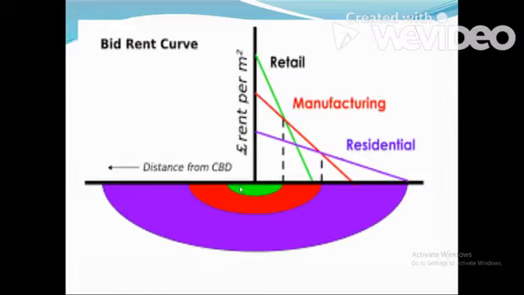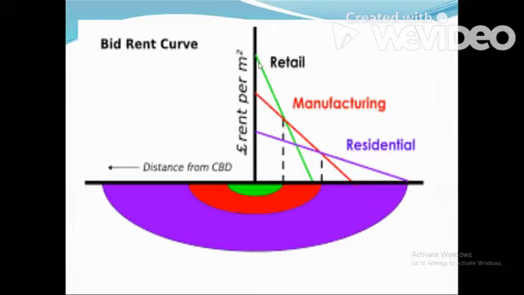Now you see over here the green zone, this is the center of the town, it will have the highest number of customers. And thus it is very much profitable for the retail activities. So over here, the land price is the maximum.